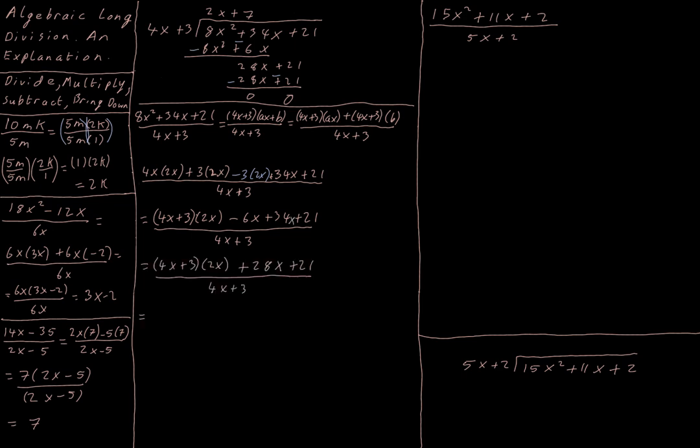Now we are essentially onto bringing it down. We're now going to do exactly the same steps with 28x plus 21. So 4x into 28x. Well, I can rewrite this as 4x times 7.